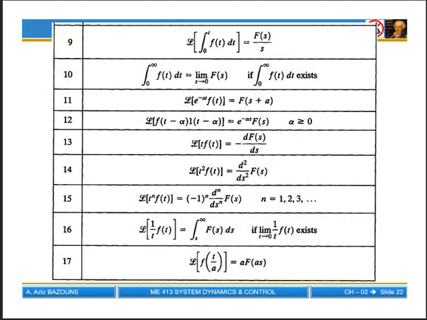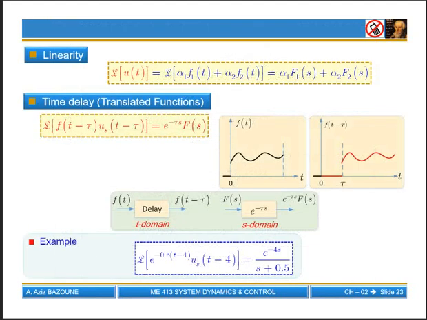This is also some properties. Linearity: usually we use the linearity when we have a function given by alpha 1 f1 plus alpha 2 f2. The Laplace transform for it is just alpha 1 F1 of s plus alpha 2 F2 of s. This is called the linearity property.